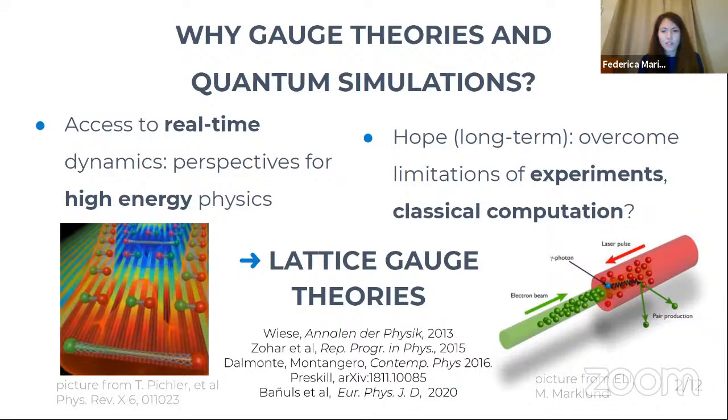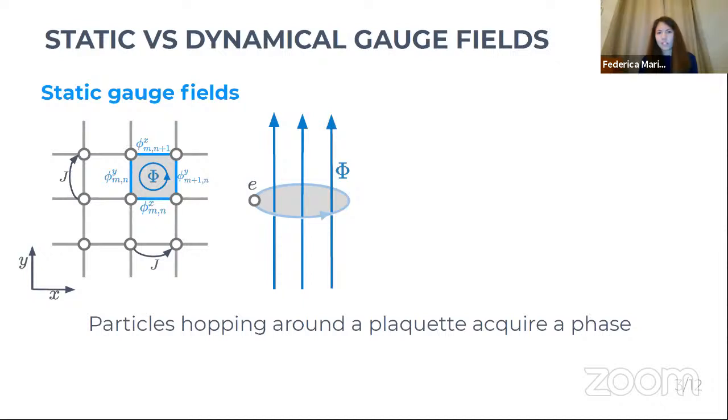So first of all, let me tell you what we mean with gauge theories, and in particular, what we mean with gauge fields. Because there are two types of gauge fields that one can reproduce in an experiment. One are static gauge fields. To understand what static gauge fields are, you can just think of a particle that hops in a two-dimensional lattice. And if the phases of the hopping are complex, then this particle can acquire a phase when it hops around the plaquette. And this phase represents the effect of a magnetic flux that threads the plaquette.